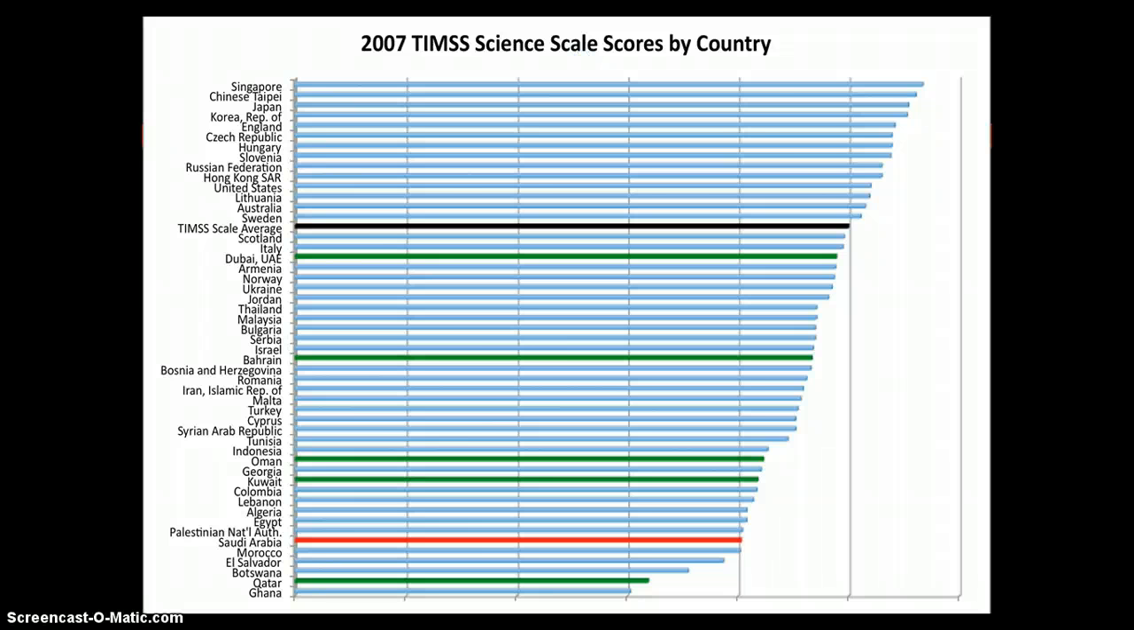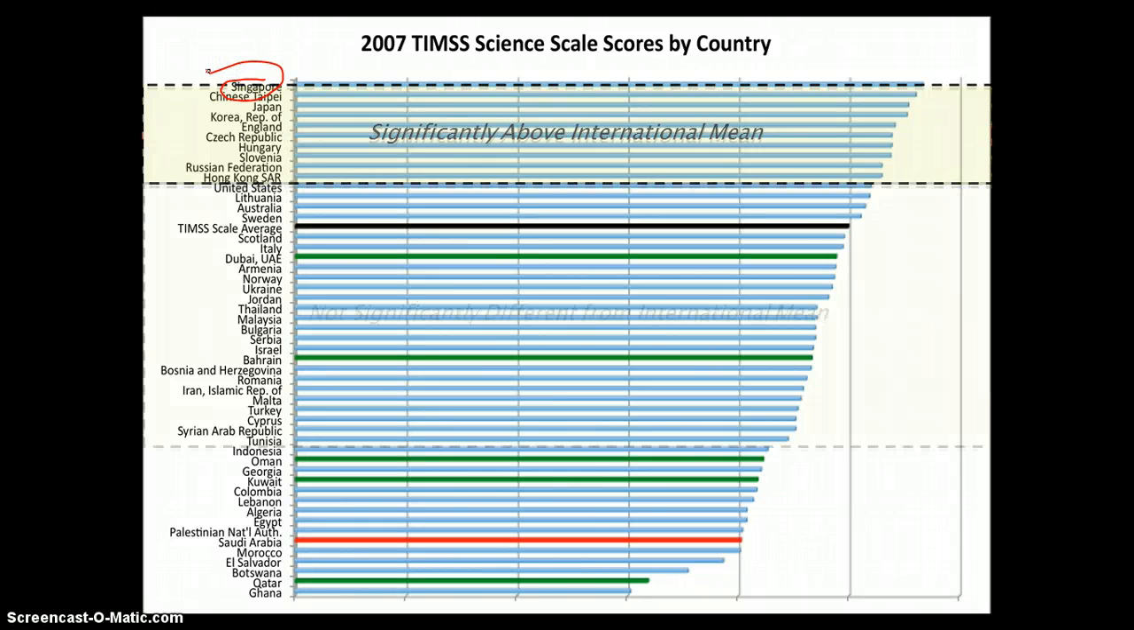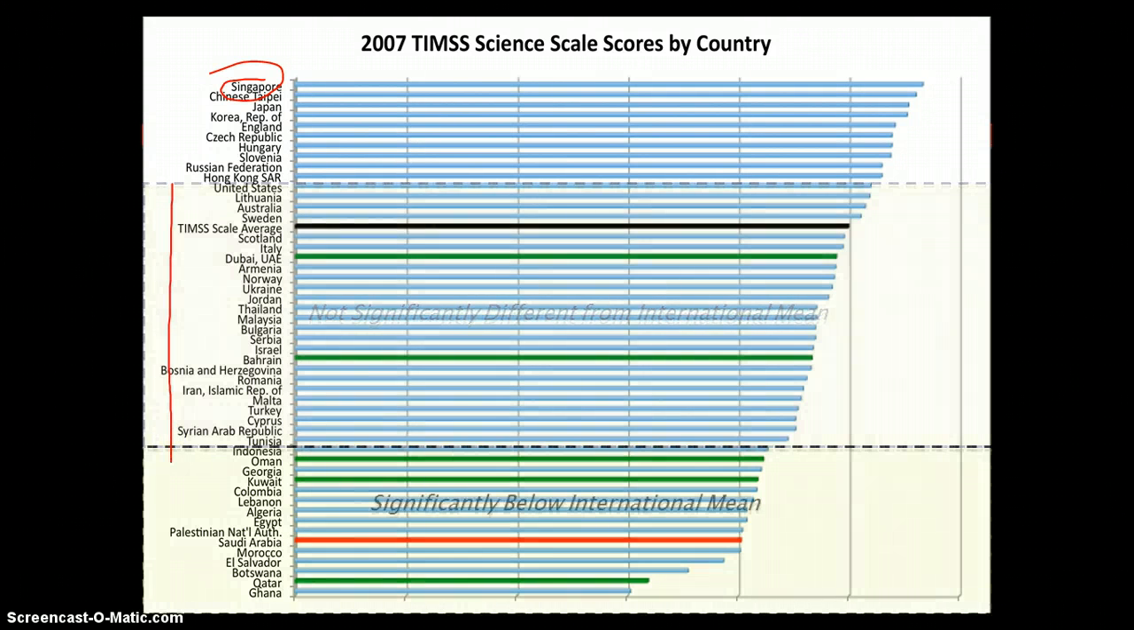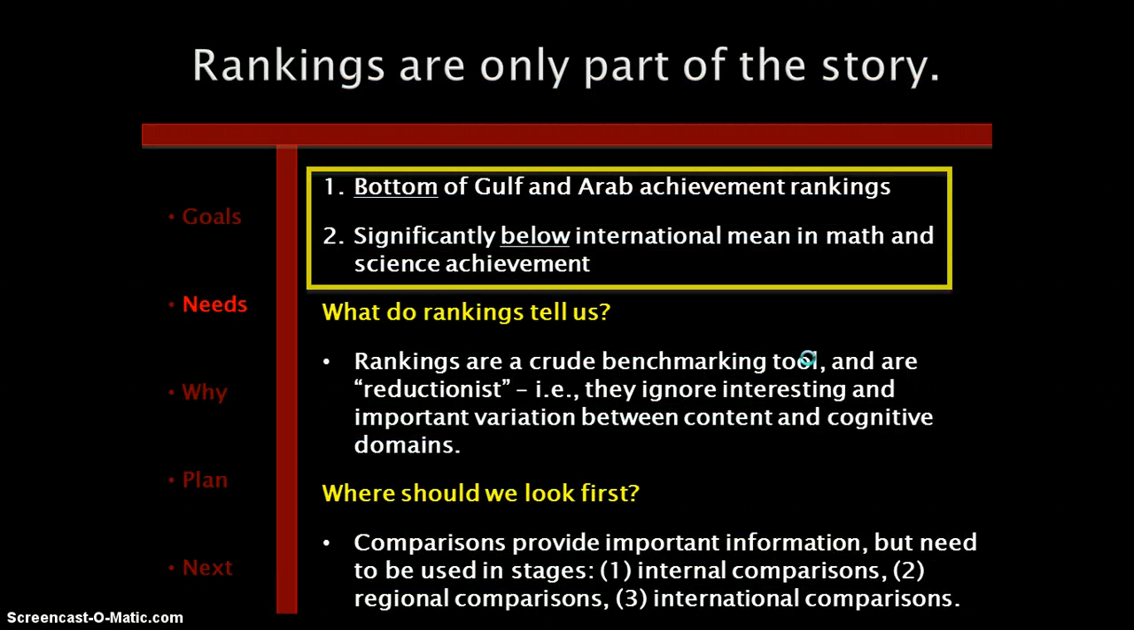If we did the same thing for science, we'd see again significantly above the international mean. Singapore tends to be at the top here. We'd see that there's a very large, not significantly different from the international mean group, and then there's a significantly below the international mean group, of which Saudi Arabia is a proud member. I'm speaking sarcastically. Dubai and Bahrain are in the big, not different from the mean group. And quite frankly, rankings are only part of the story.